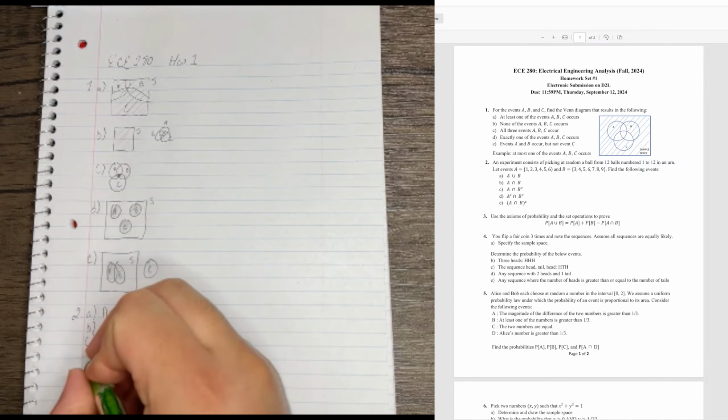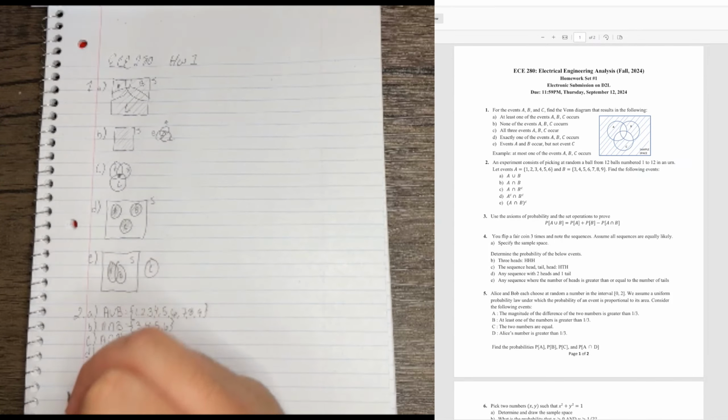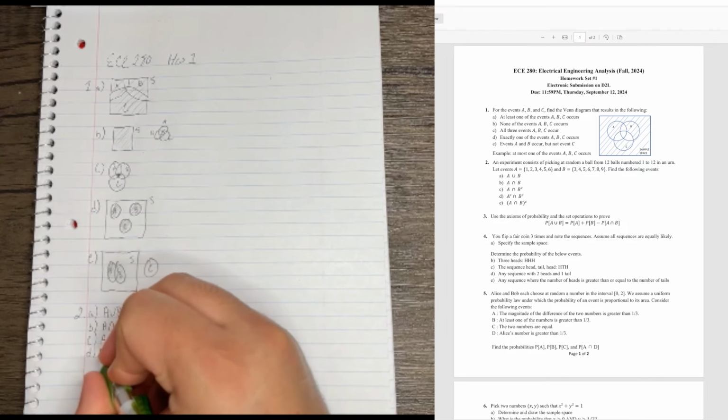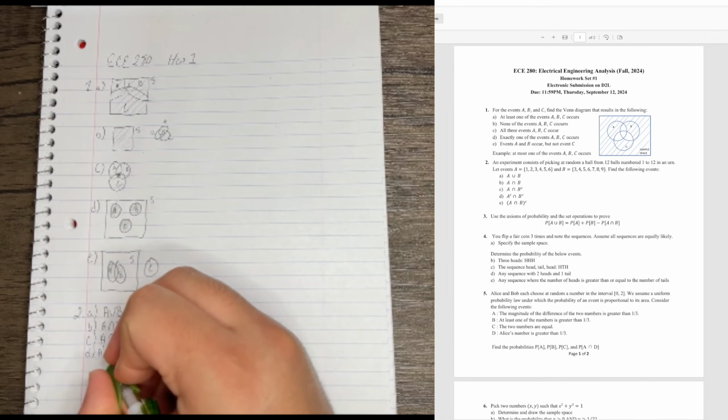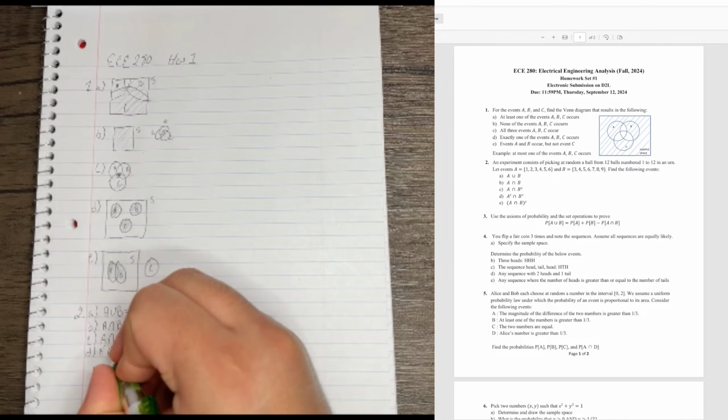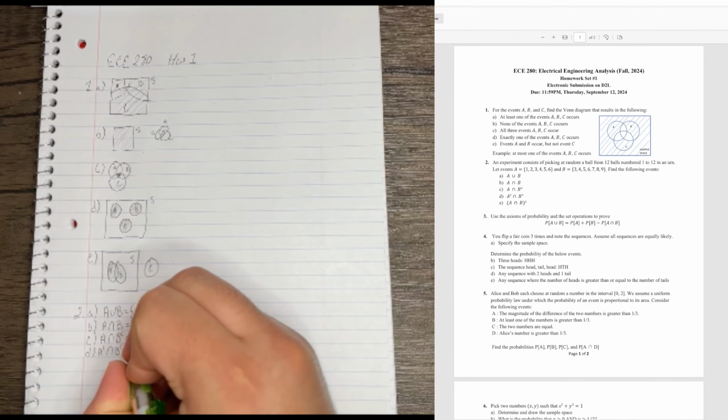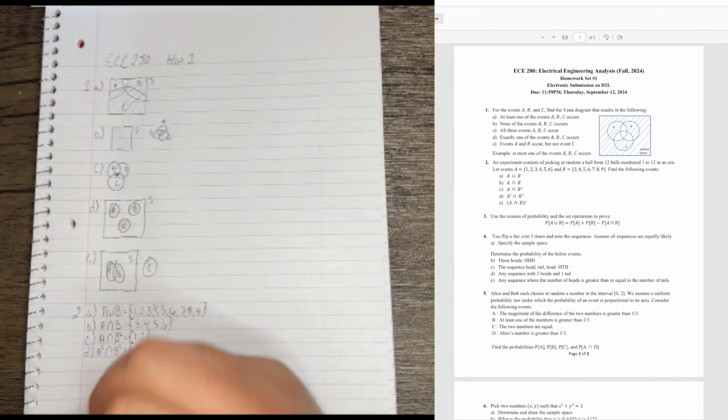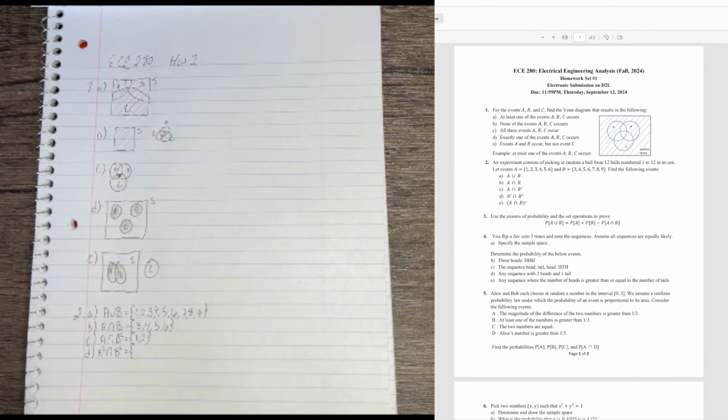And then for D, we have A complement intersect B complement, which would be the numbers that aren't in either one of them.